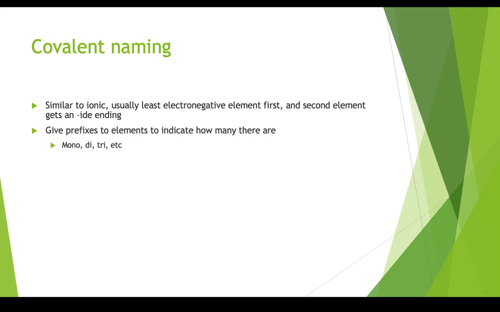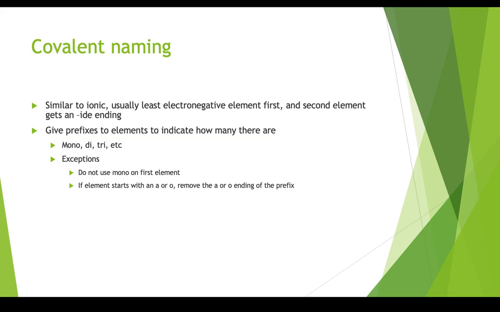Now, the one big difference from ionic naming is that for covalent naming, we do add prefixes. Since there are no charges to balance, as in ionic naming, we don't know how many of each element there should be. So for covalent compounds, we give prefixes to indicate the number of each element that's present. Now, there are a couple of exceptions with these prefixes.